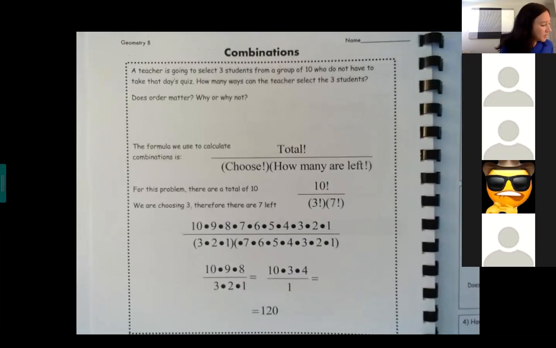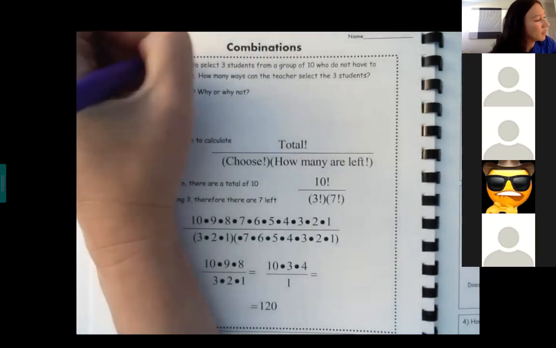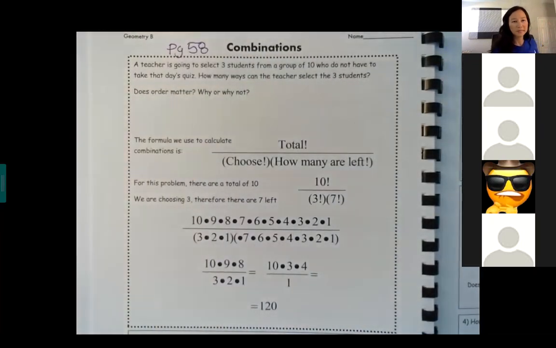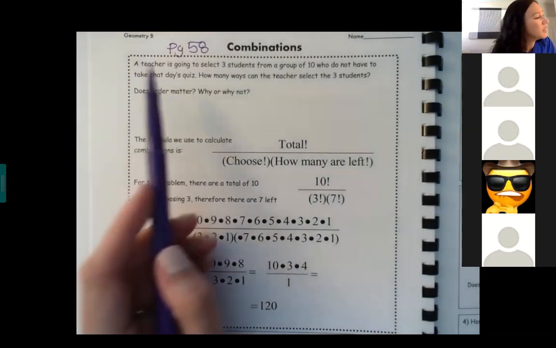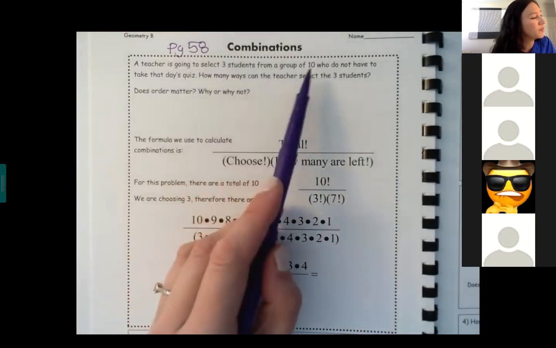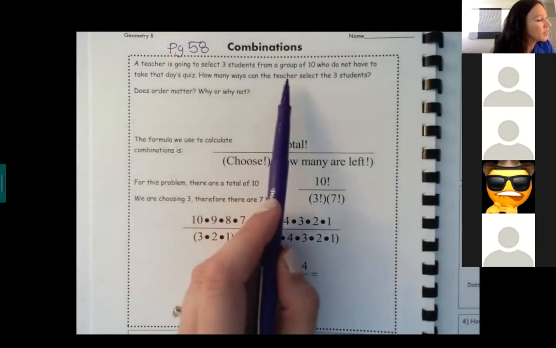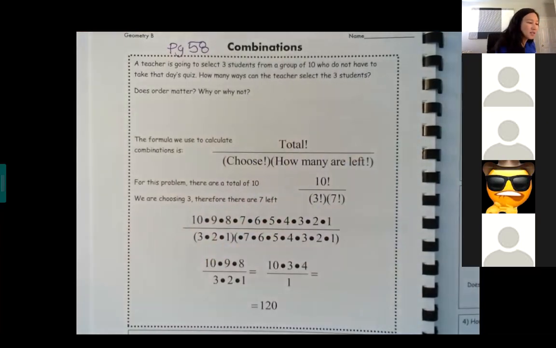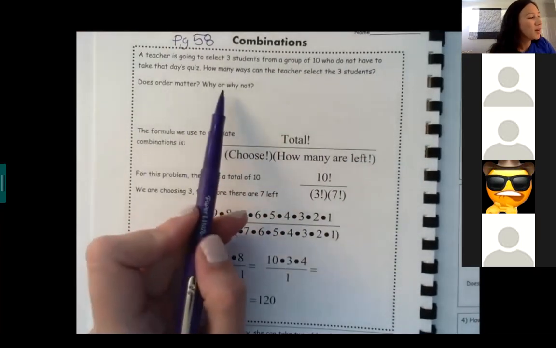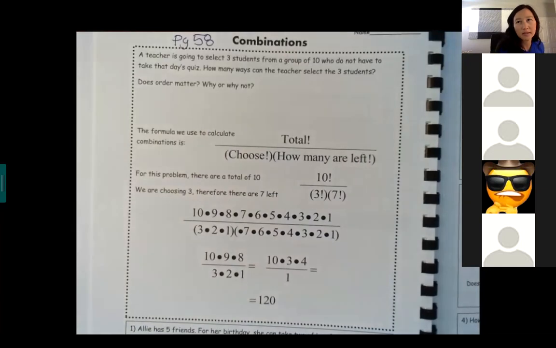Okay, so this is on page 58 in your workbook. All right, so a teacher is going to select three students from a group of 10 who do not have to take that day's quiz. How many ways can the teacher select the three students? Does order matter? Why or why not?